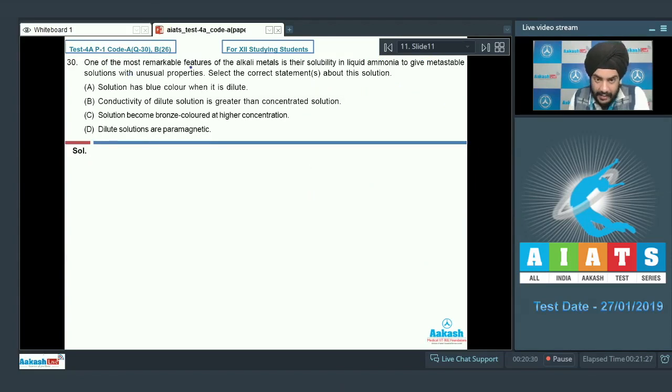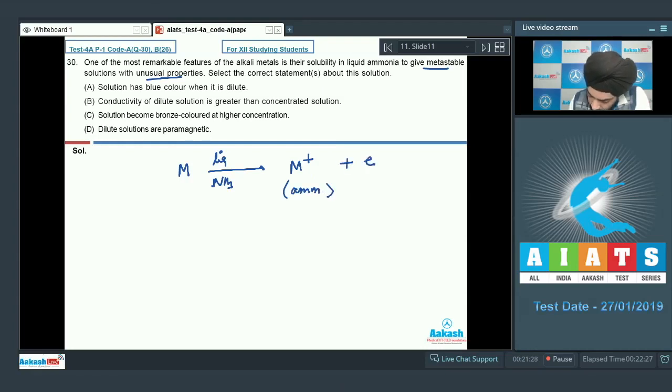One of the most remarkable features of the alkali metals is their solubility in liquid ammonia to give metastable solutions with unusual properties. Select the correct statement about this solution. Students, if we talk about the dissolution of alkali metals in ammonia, so we know that alkali metals, when they are dissolved in liquid ammonia, they lose electrons to form cations, and these cations are ammoniated. And also the electrons will also get ammoniated.